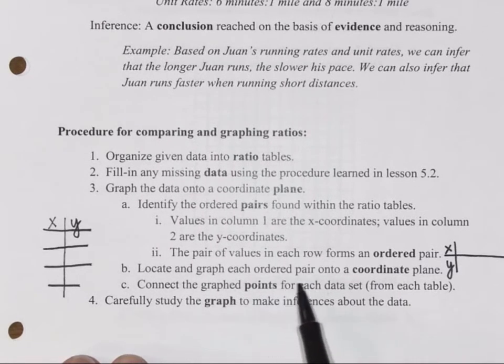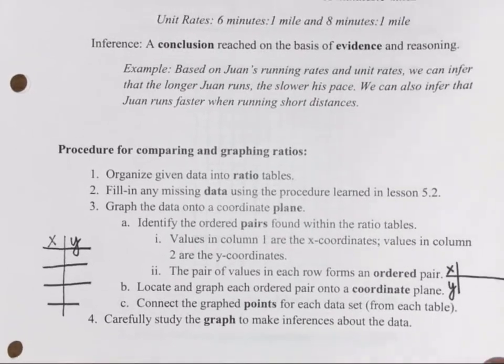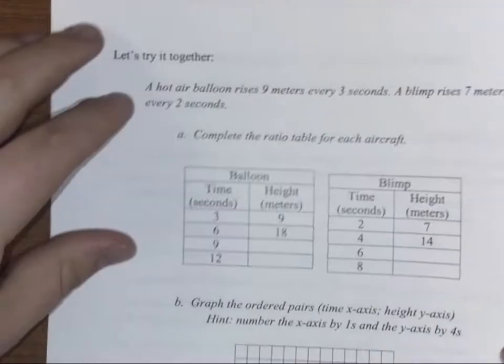Locate and graph each ordered pair onto the coordinate plane. Connect the graphed points for each data set from each table. Carefully study the graph to make inferences about the data. So, what does all this mean? Let's give it a try.